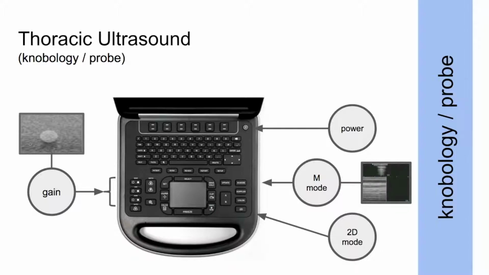M mode, or motion mode, produces reflections off the boundaries of organs, thus allowing the determination of velocity for specific organ structures. M mode uses acoustic waves to determine a structure's movement over time. And lastly, 2D mode, which returns you back to your starting screen.